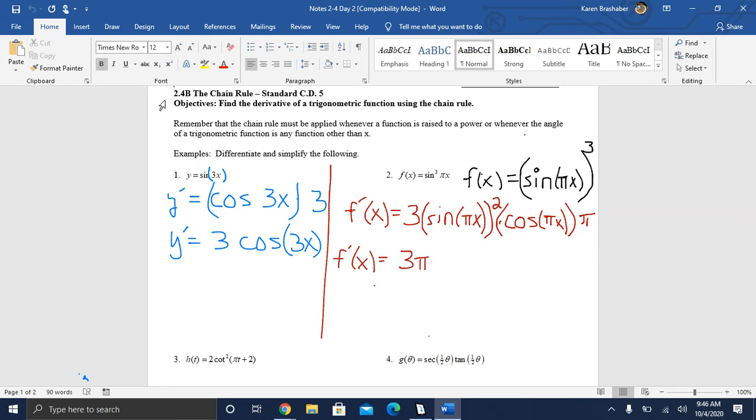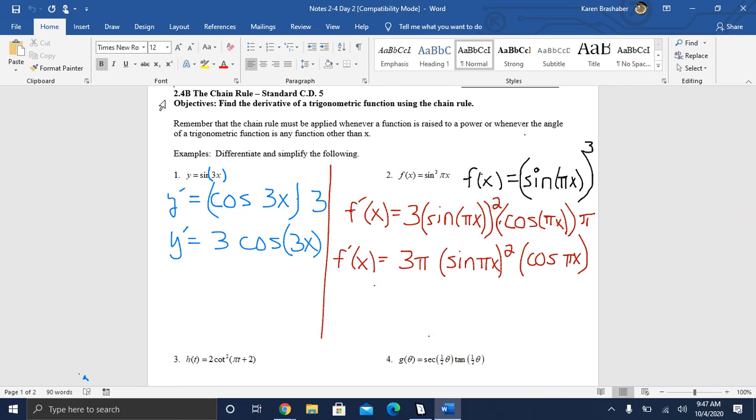So f prime of x, not a whole lot of simplifying can be done, but I would recommend putting the 3 pi as a coefficient, and then you have the sine of pi x squared. And I think there you could probably go ahead and leave off the parentheses around the angle, and then the cosine of pi x. You just want to have clarity what is the angle and what is not. So 3 pi times the sine of pi x, quantity squared, times the cosine of pi x would be that final answer. So those are your first two trig functions.